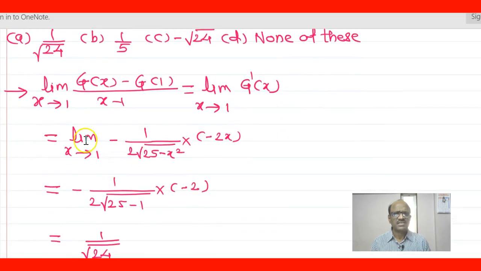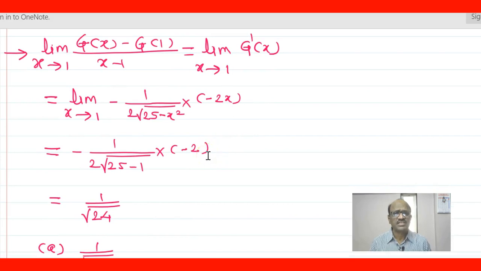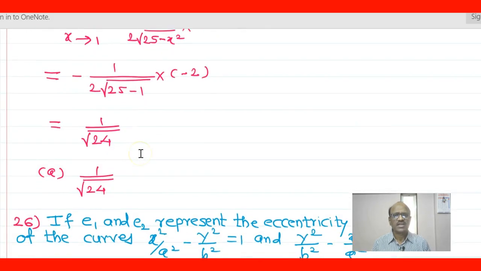Its derivative is 1 upon minus 2 times the square root of (25 − x²), into, because this is a composite function, the derivative of 25 − x², where 25 is a constant and the derivative of minus x² is minus 2x. After simplification, as x tends to 1, minus 2 into 1 is minus 2, and here again 1, that is minus 1 upon 2 times the square root of (25 − 1), that is 24. This minus 2 and this minus 2 get cancelled, and then you get 1 upon the square root of 24, and hence this is the option.